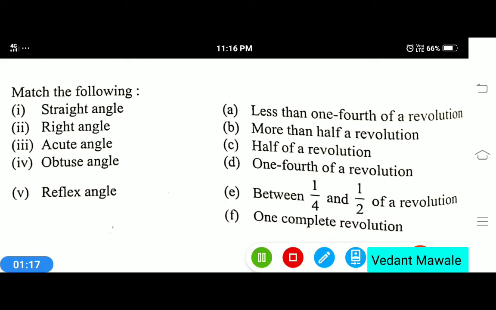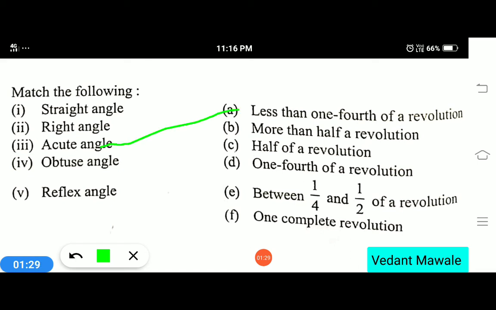So let's start. From the right side, less than 1/4 of a revolution: this is an acute angle. Then more than half a revolution is a reflex angle. Half of a revolution is a straight angle. 1/4 of a revolution is a right angle. Between 1/4 and half of a revolution is an obtuse angle.